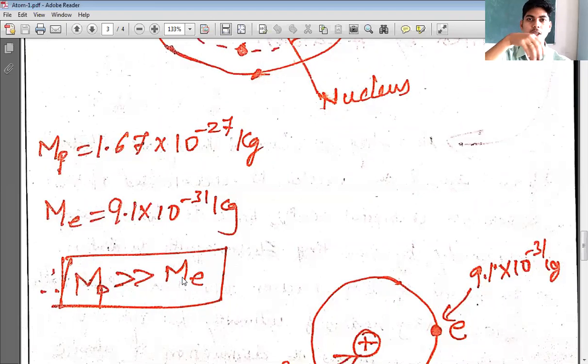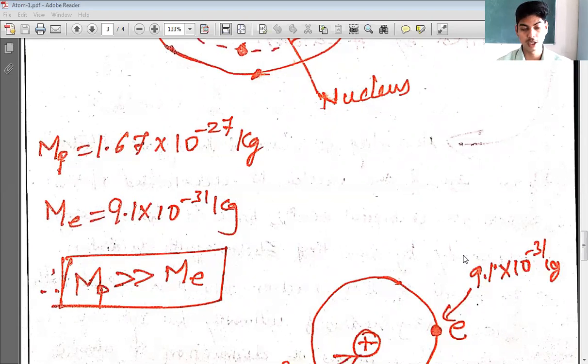So most of the mass of the atom is in the nucleus and a small part of the mass is around the nucleus. Can you tell me what is that small part of the mass or whose mass is around the nucleus? Which particle's mass is around the nucleus? Or which particle's mass is outside the nucleus?